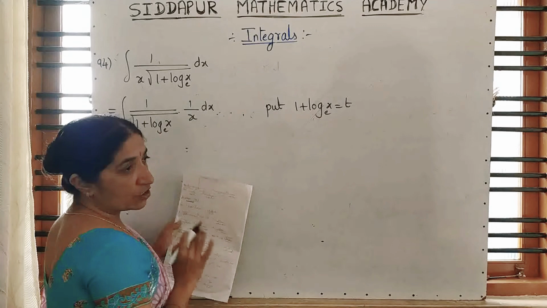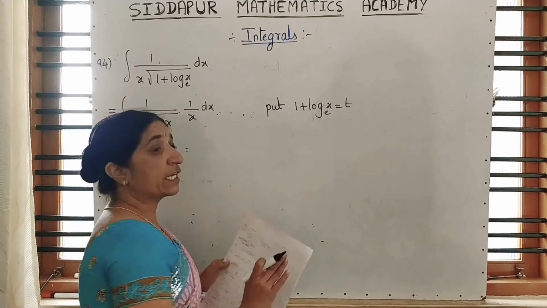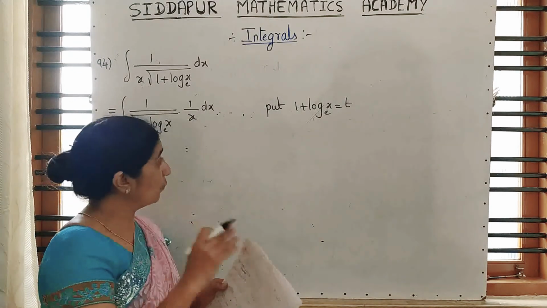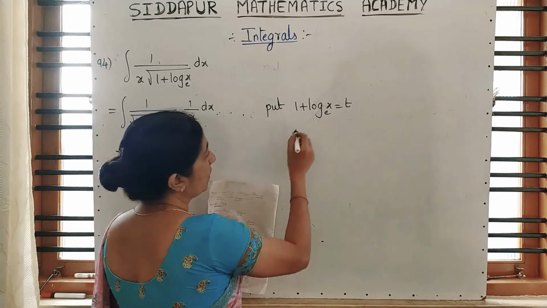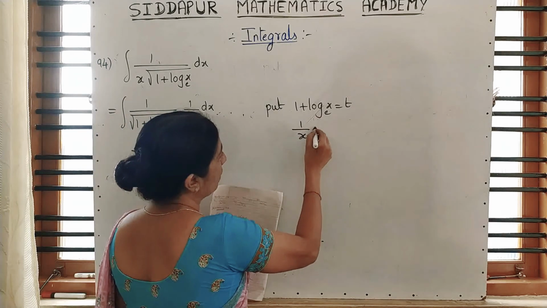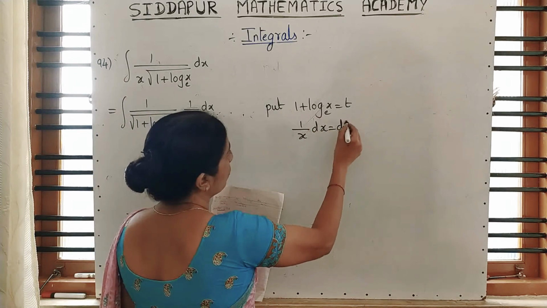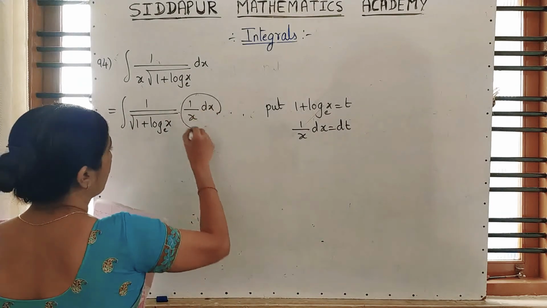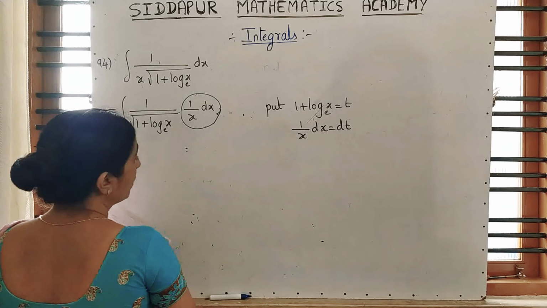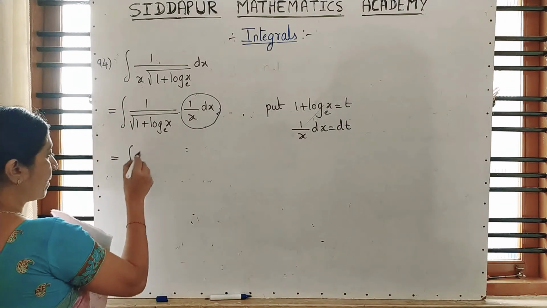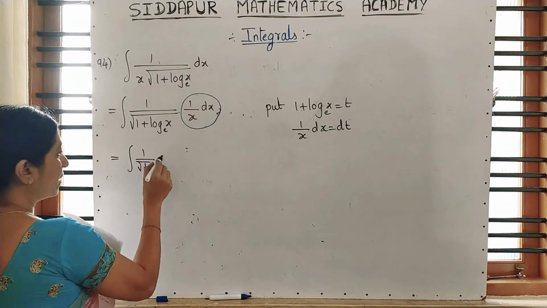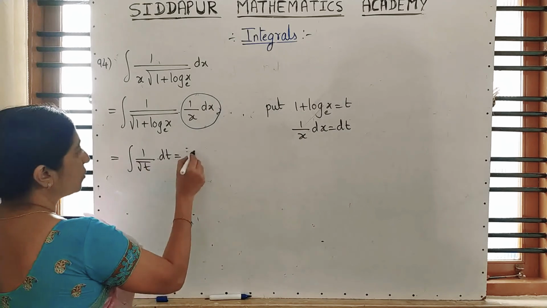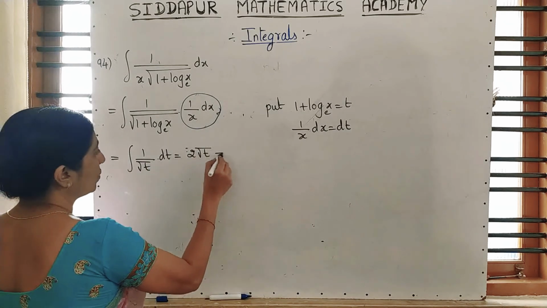The differentiation of 1 is 0. When you are doing the substitution in integration, you have to differentiate. The differentiation of 1 is 0. The differentiation of log x is 1 by x into dx. So we have 1 by x into dx or what? This value is what then? That value is dt. 1 by root t into dt. The integration of 1 by root t is 2 root t.